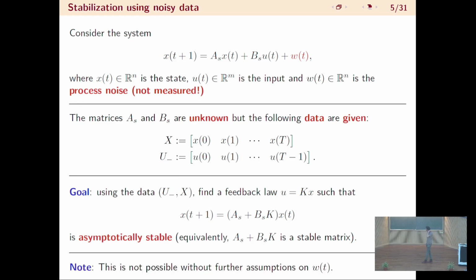Now, one thing I want to note is that this is impossible to do without making any assumptions about the noise, Wt. Is that something that you already see? Could you explain that? Why would this be impossible if I do not make any assumptions about Wt? So if Wt can be anything. What do you think?